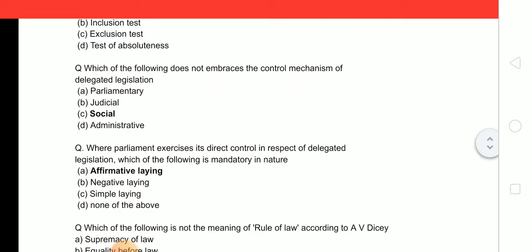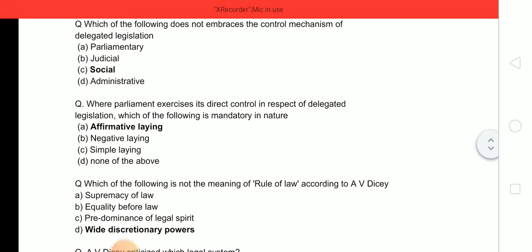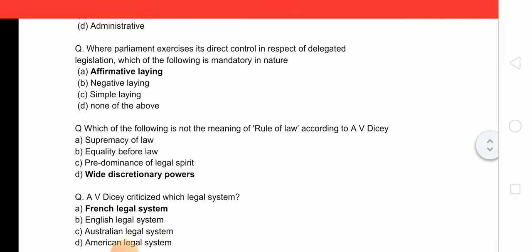Next question is, which of the following does not embrace the control mechanism of delegated legislation? Answer is social. While other controls are there, parliamentary control, judicial control and administrative control are there on delegated legislation. Next question, where Parliament exercises its direct control in respect of delegated legislation, which of the following is mandatory in nature? Answer is affirmative laying.